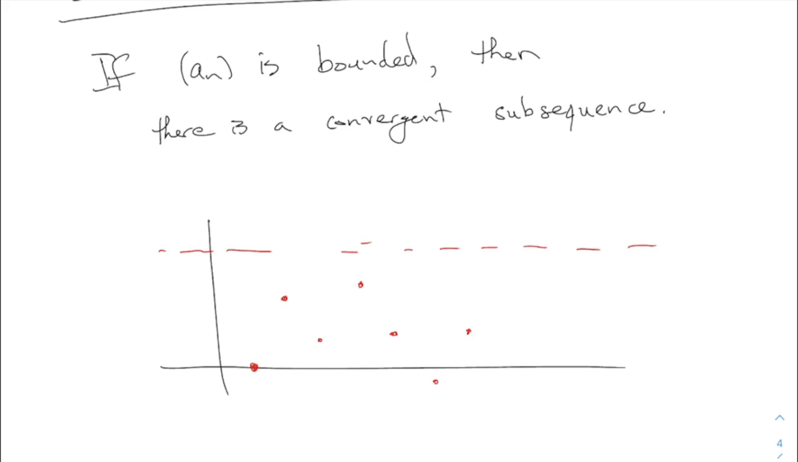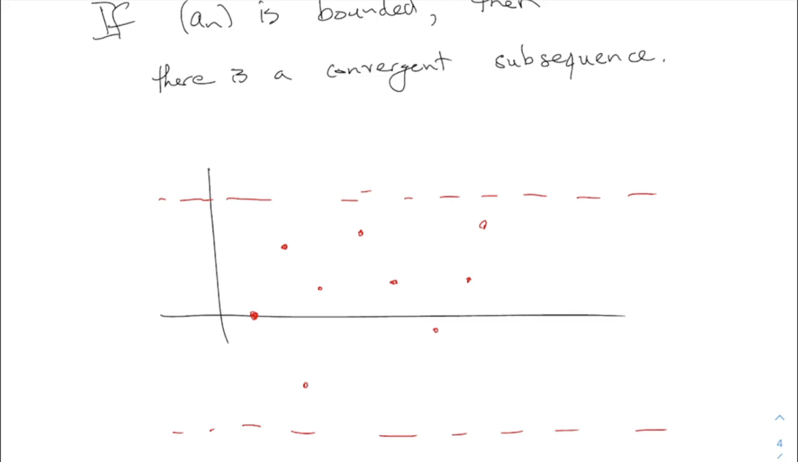Bounded in absolute value, all right? So these points, I'm not drawing any kind of pattern to them, they just sort of bounce around in there. Now, this sequence that I drew definitely doesn't seem to converge, right? These values are not getting close to anything as we go, but the Bolzano-Weierstrass theorem says if it's bounded, then automatically there is a subsequence that converges.